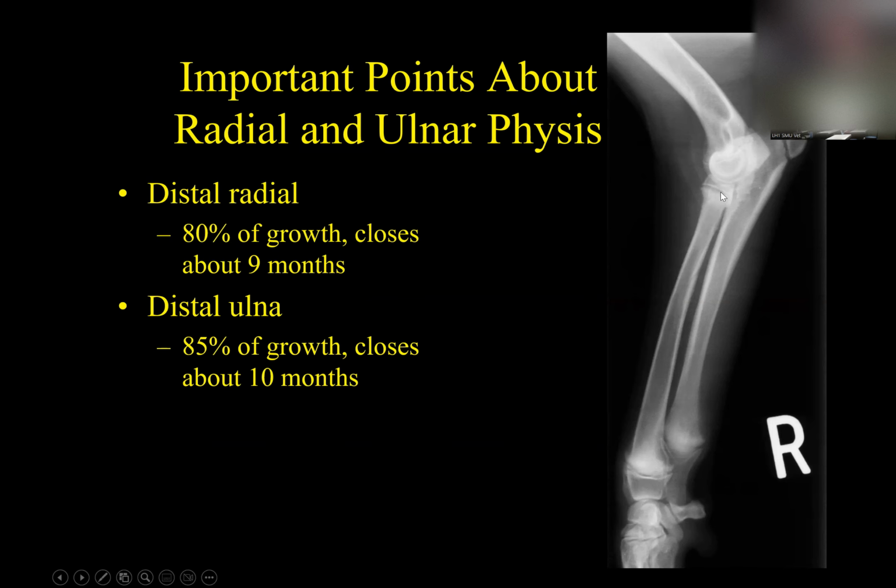Only 20% comes from this one. Okay, so if I damage the distal growth plate of the radius, which again is pretty common, it's going to severely affect the growth potential of the length of that radius. And it's even more exaggerated for the ulna. 85% of the growth of the length of the ulna comes from the distal growth plate of the ulna. Only a small part comes from the proximal aspect, 15%.